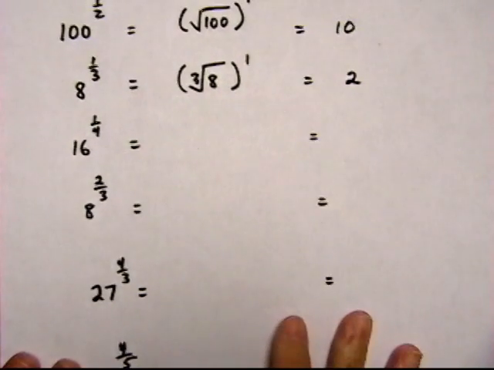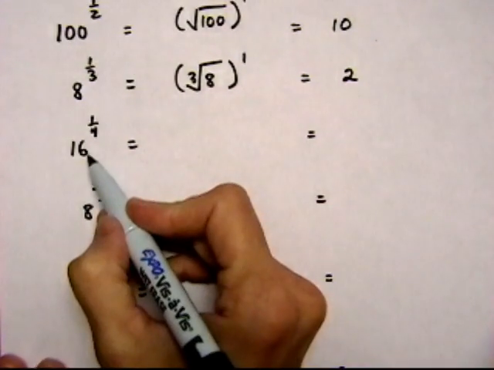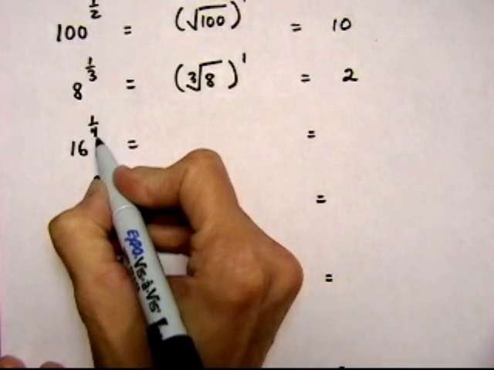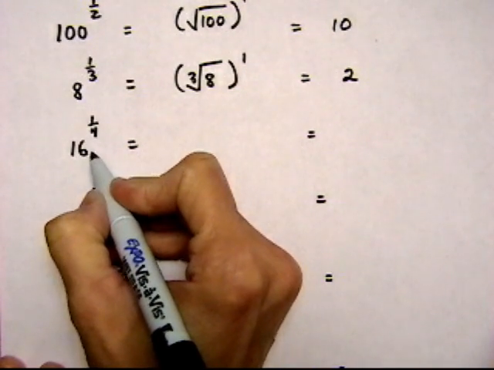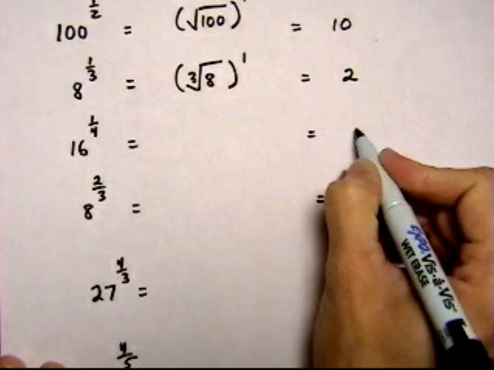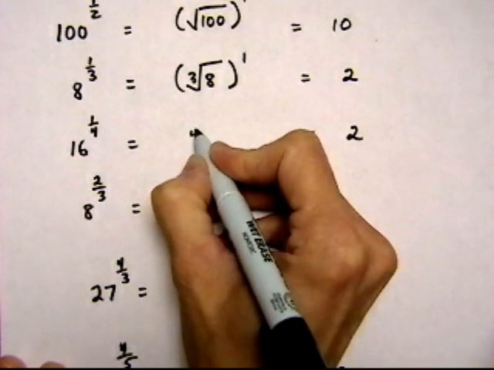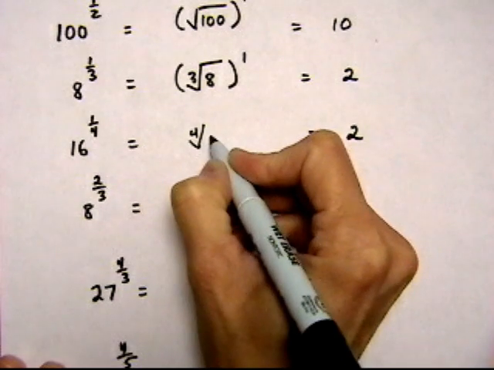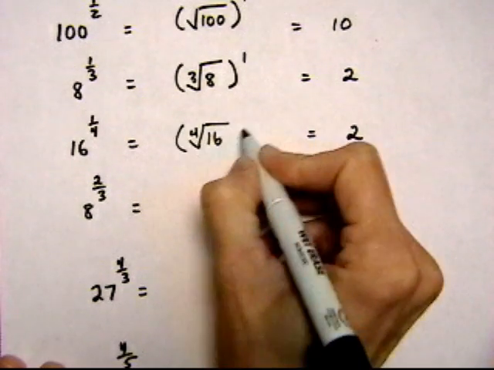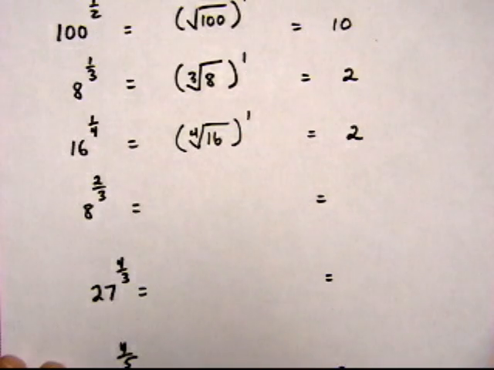And the next one we've got 16 to the 1/4. So we have the 4th root of 16, which is 2, raised to the 1 power, which is still 2. And again, in radical form, that would be first do the root. So 4th root of 16, raise that result to the power, which is 1 in this case.